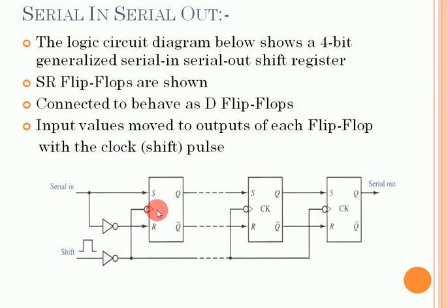And here you can see the generalized diagram for the shift register, and here we are using the SR flip-flops. Basically we are connecting a single input to the S and the same input to the R through a NOT gate. That means here we are using these as D flip-flops. The input values move to the output of each flip-flop with the clock pulse. When we provide the clock pulse, the output will be there according to the inputs.